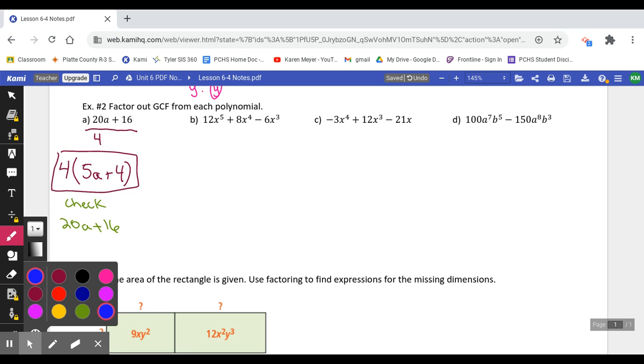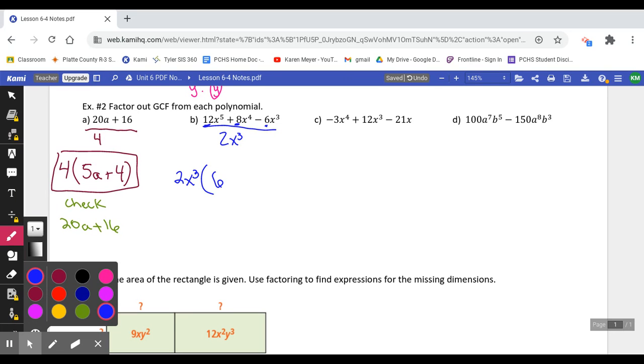Okay, here we've got 3 terms. So let's go with the coefficients first. What is the largest thing that goes into 12, 8, and 6? And hopefully everybody says, oh, they're each divisible by 2. Does each one have an x? Yes. So then let's go with the lowest exponent. And what is the lowest exponent? X to the third. So my GCF is 2x to the third. That should go on the outside of your parentheses. And then what's left on the inside of the parentheses? 12 divided by 2 is 6.